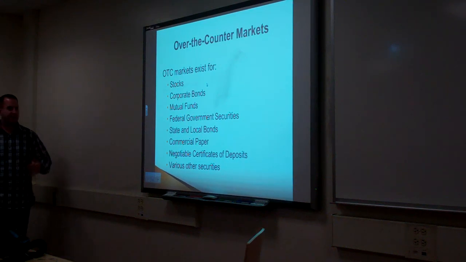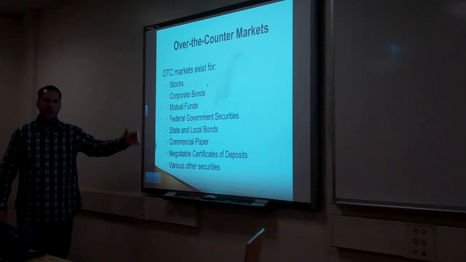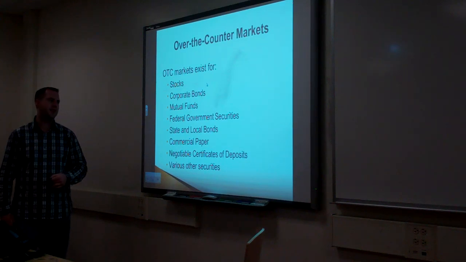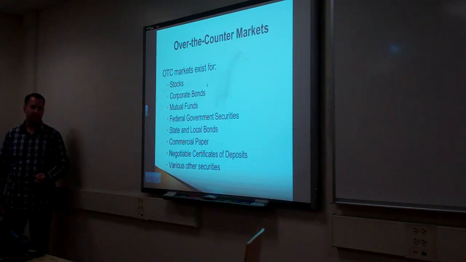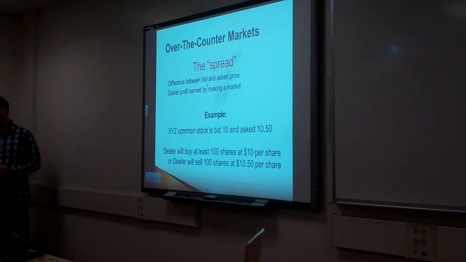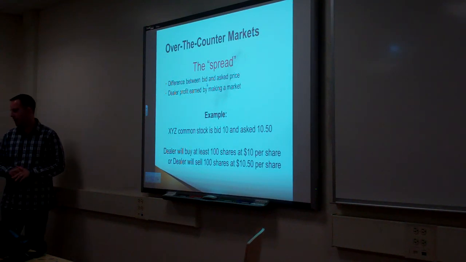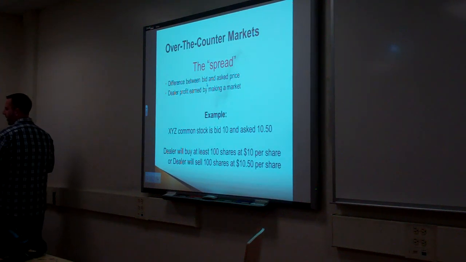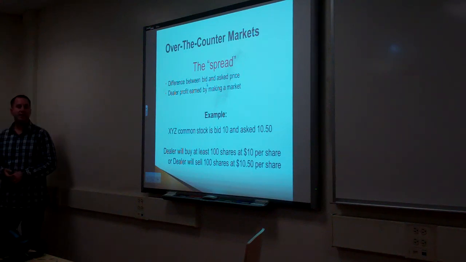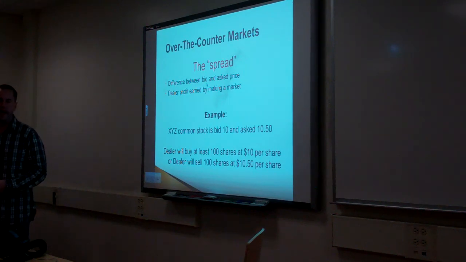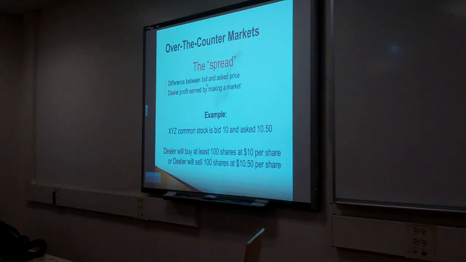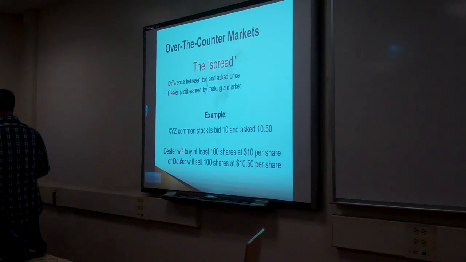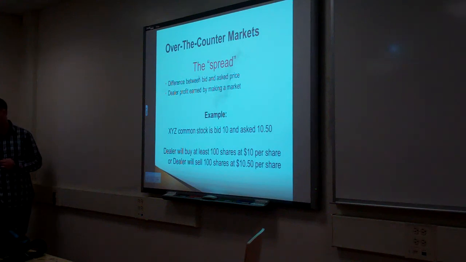OTC stocks, basically this slide says OTC markets exist for everything: stocks, bonds, mutual funds, government securities, local bonds, commercial paper, etc. Okay. Difference between the bid-ask price, which is also the dealer profit earned by making a market. OTC stocks will have a higher spread. This is because why? They're not as liquid and they're not as efficient. Okay? That's the key concept I want you guys to get here.